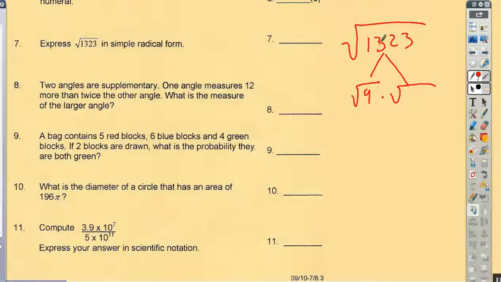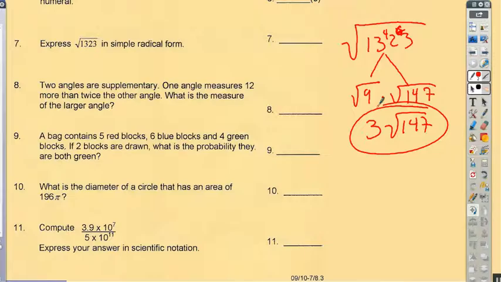9 goes into 13 once with 4 remaining. 9 goes into 42 4 times with 6 remaining. Okay, I've done something wrong. There's 6. There you go. 7 times. All right, so the square root of 9 is 3 times the square root of 147. That's what I got. That's what Clark got.